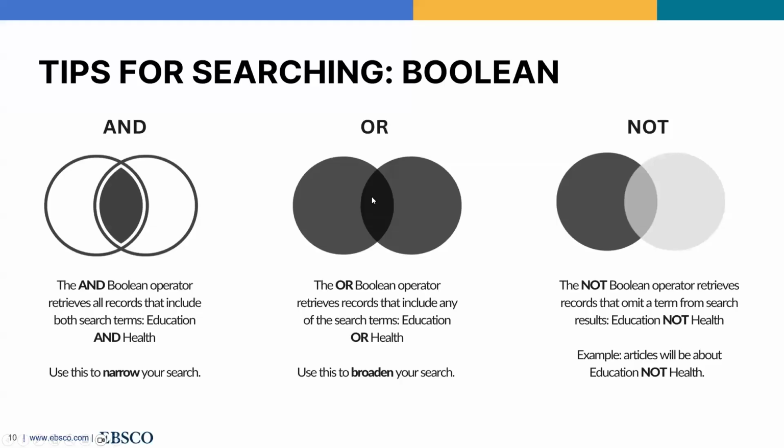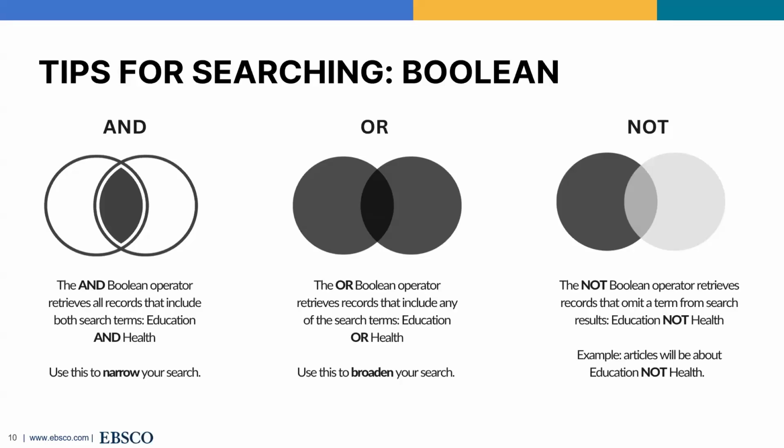We also have here the OR Boolean operator. So the OR Boolean operator is the exact opposite of the AND Boolean operator, and this will broaden the search results. So for my example, I'm using education or health. So if you're going to combine your keywords using the OR Boolean operator, the system will retrieve at least one of the keywords you've specified, or it could also include both search terms.